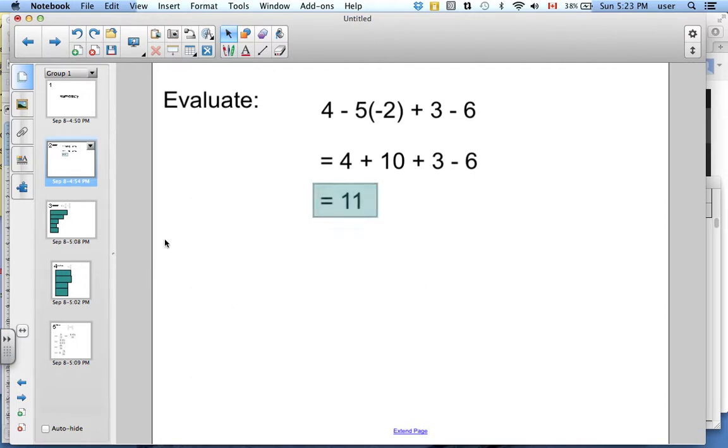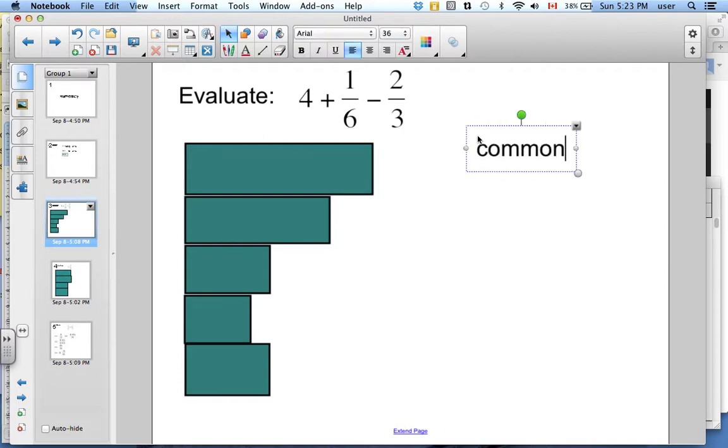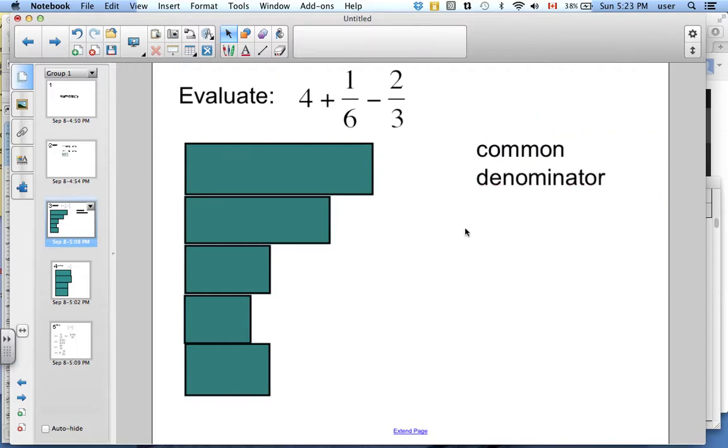We're going to move to our next question, which says evaluate. So evaluate 4 plus 1/6 minus 2/3. So here we're going to have to do a few different things. The first thing we're going to have to do is come up with a common denominator. So we have to come up with a common denominator amongst these three terms.